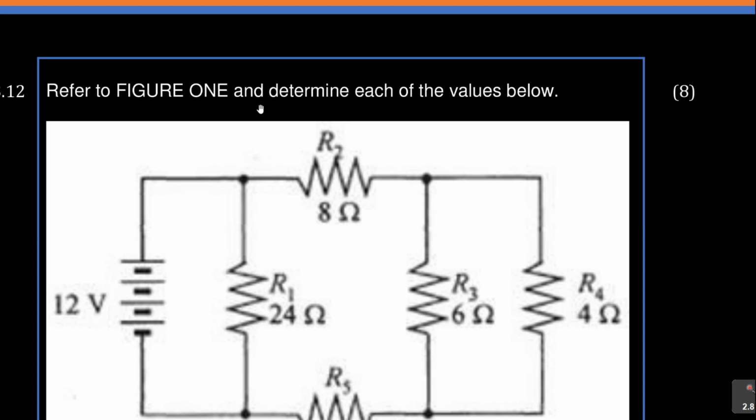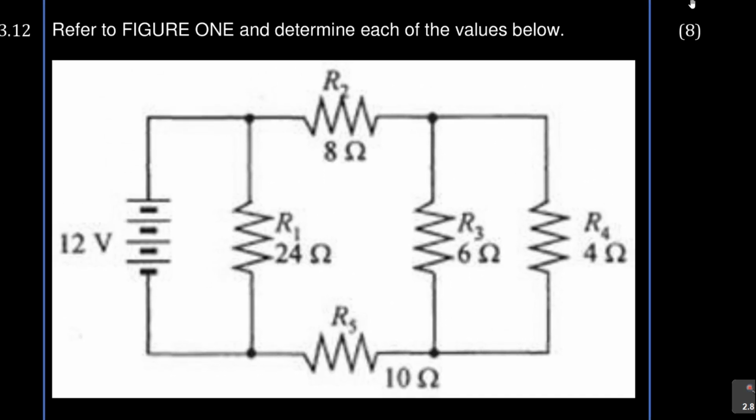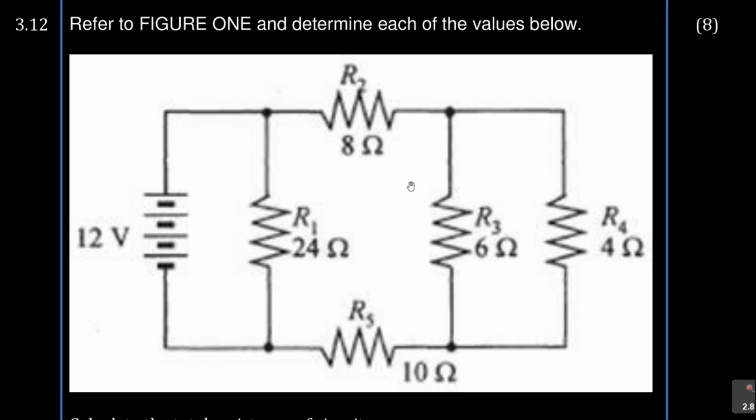Now, last but not least, a very important one. Figure 1: refer to figure 1 and determine the values of each. Calculate the total resistance of the circuit. Guys, look at these 8 marks and you're supposed to find the total resistance. You need to know what to do given such a question. In this lesson, I'm going to show you how to approach such questions. You're not going to struggle when it comes to answering them. Alright, so let's get into this lesson.